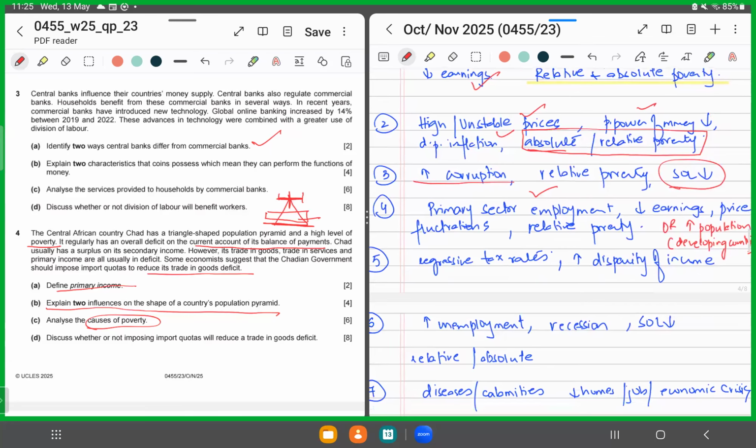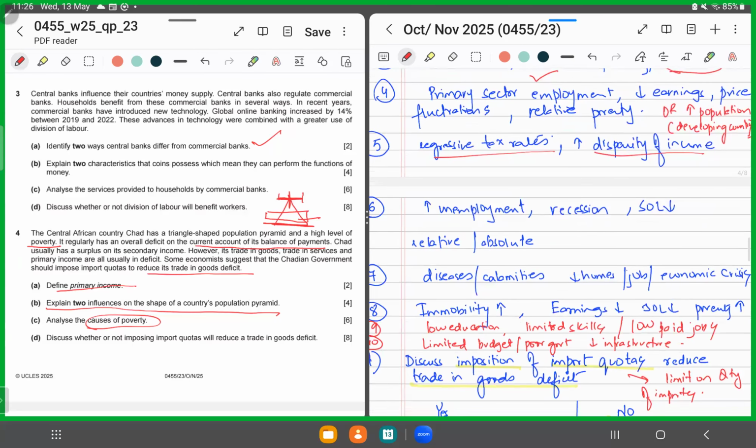It could also be that maybe the tax rates are regressive. This means the poor are penalized and there is a great disparity of incomes. So this would cause a wide gap between high income groups and low income groups. So again, it would cause what? An increase in poverty levels. It could also be that maybe a majority of the population is unemployed, maybe because of recession or maybe because of structural unemployment. So that means again the standard of living is going to fall and people are going to witness again relative and absolute levels of poverty.